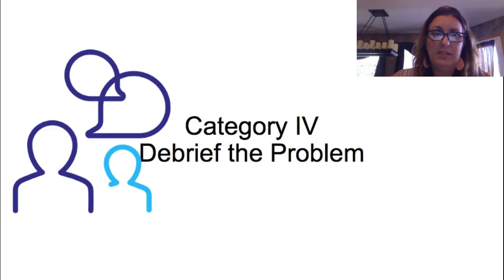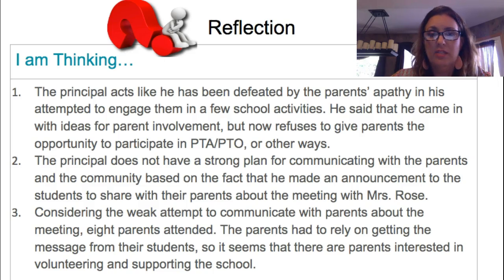Category number 4, debriefing the problem. So as I reflect and think about this particular case, number 1, I think that the principal acts like he has been defeated by the parents' apathy in his attempt to engage them in only a few school activities. He said that he came in with ideas for parent involvement, but now he refuses to give the parents the opportunity to participate in PTA, PTO, or other ways.